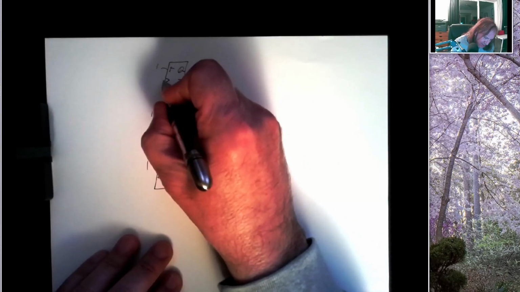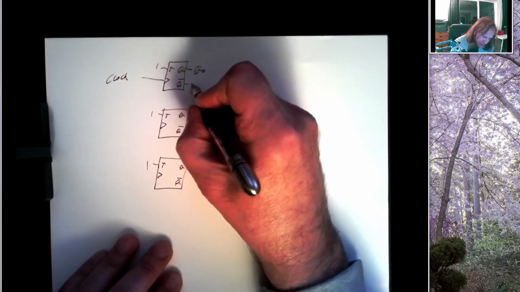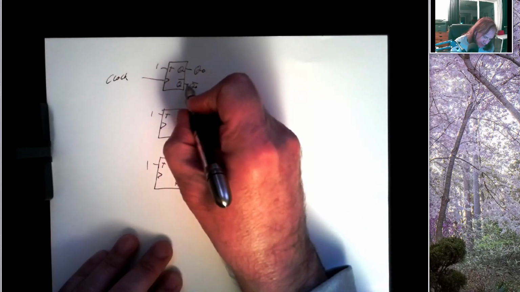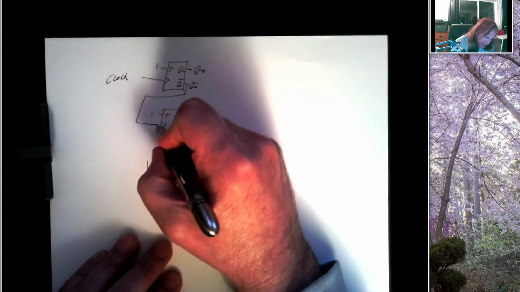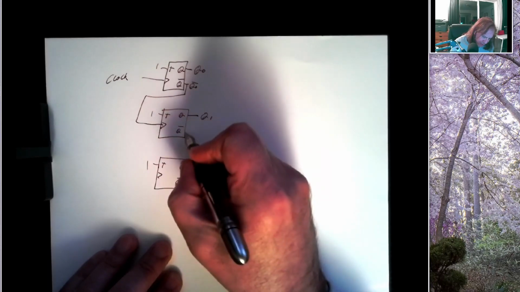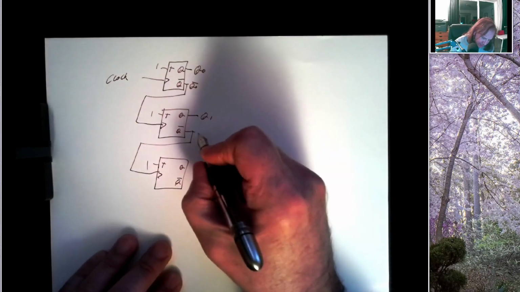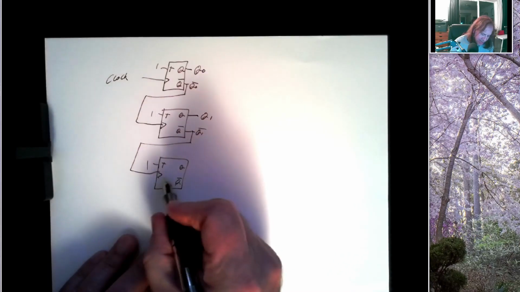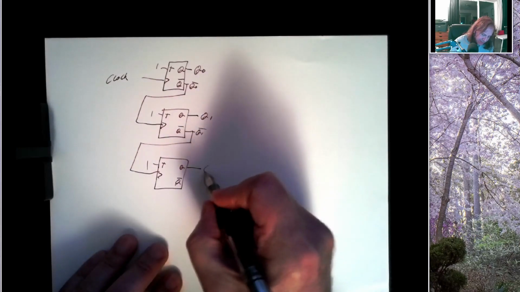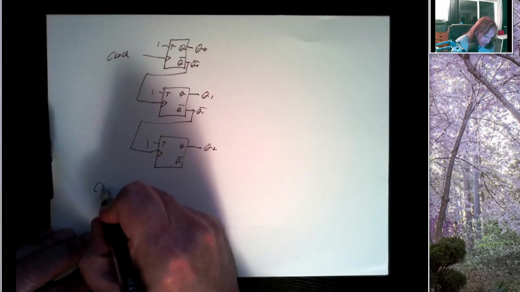I'm going to have a clock coming in here. I'm going to call this Q0, and this is going to be Q0 bar. I'm going to take that and feed it into the clock of this flip-flop. I'm going to call this Q1, and this Q1 bar. I'm going to feed that into the clock of a third toggle flip-flop, and I'm going to call this Q2. And let's see what this does.